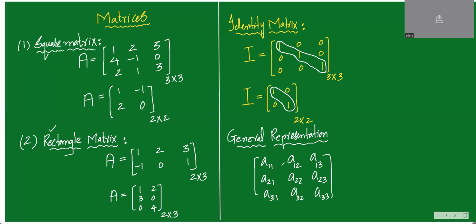Here this 1 represents that the element is in the first row and first column. This 2 represents that the element is present in the second row and third column. Similarly, in this example, this element is in the third row and first column. The first number represents the position of the row, and this represents the position of the column. Like that, generally we represent the matrix.